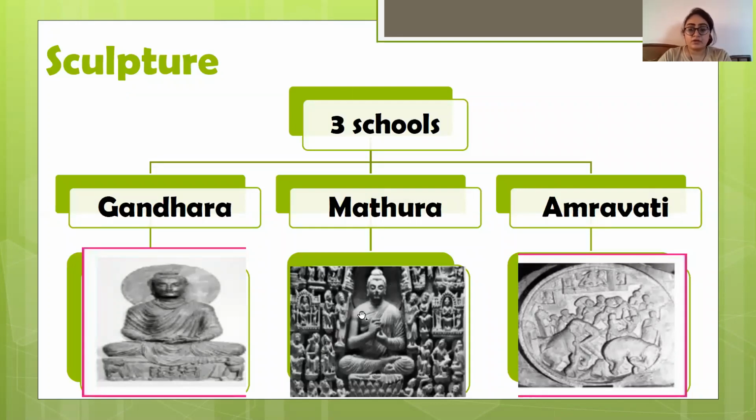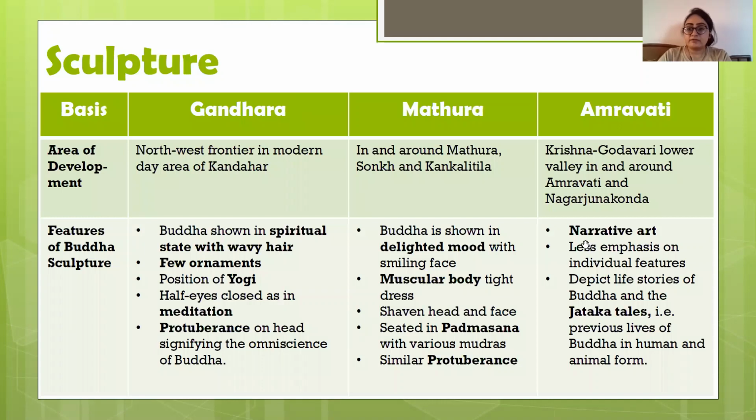Then what about Amravati? Amravati is a narrative art, that is, stories. It had less emphasis on individual features, like in the case of Gandhara and Mathura, as we have seen: spiritual state with wavy hair, delighted mood, smiling face. All these tiny details were not given heed by the Amravati school because it was a narrative art and it depicted life stories of Buddha and the Jataka tales.